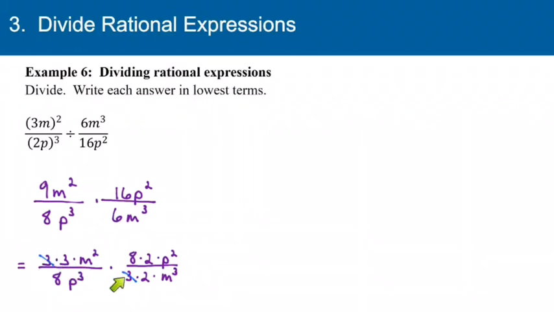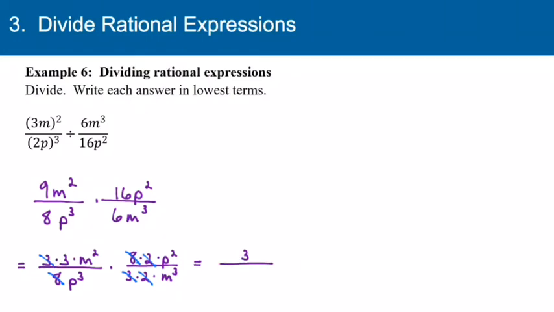We have a 3 in the top and a 3 in the bottom. We can also cancel out a pair of 2's, and we can also cancel out a pair of 8's. So out of our coefficients, all that's left is this 3. So I'm going to go ahead and copy that down.